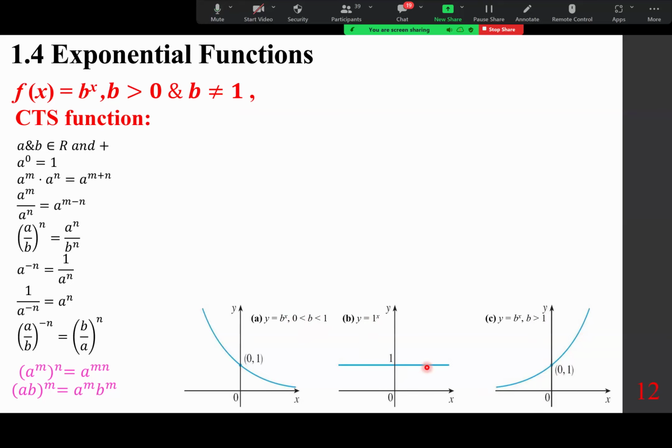This is a horizontal line. That's why b cannot be equal to 1. This is not an exponential function. All of them have the same y-intercept, 0, 1.